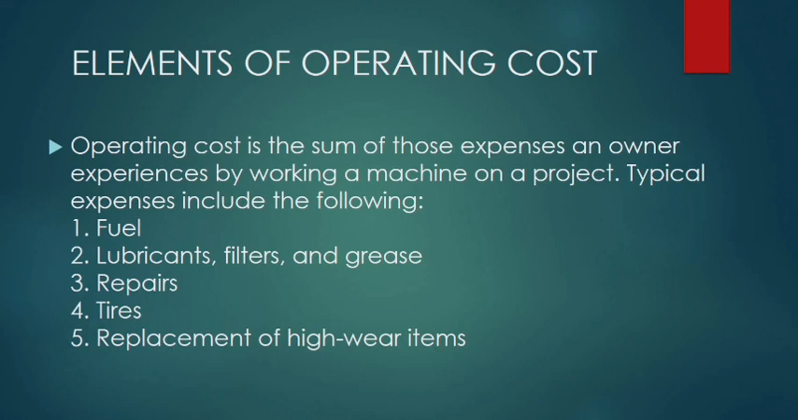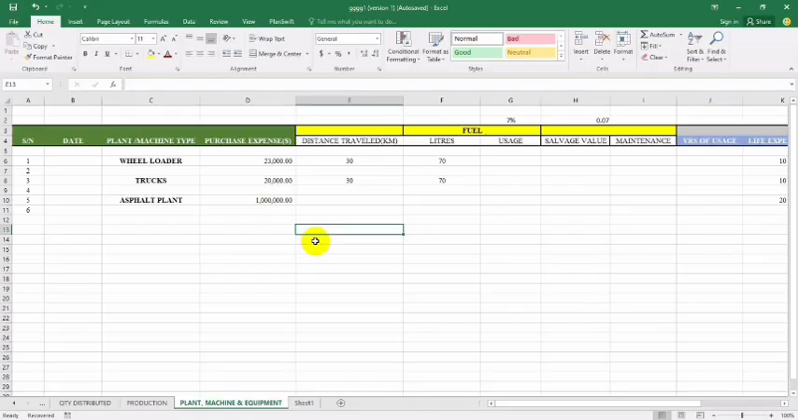Operating cost is the sum of those expenses an owner experiences by working a machine on a project. Typical expenses include the following: fuel, lubricant, filters and grease, repairs, tires, replacement of high wear items. Normally, fuel expense is best determined by measurement on the job.